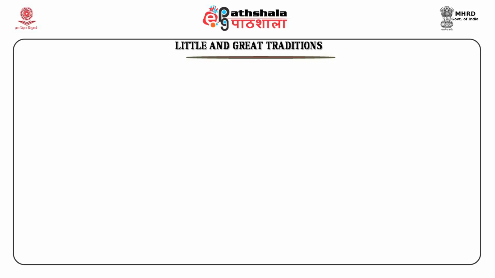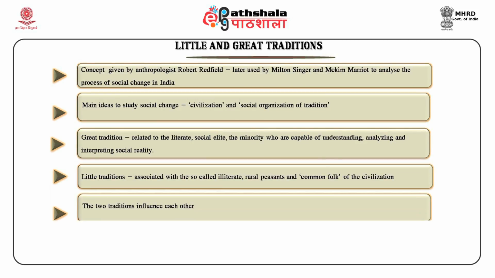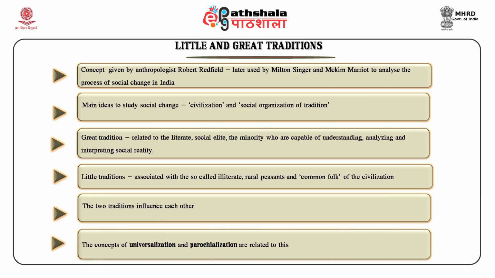Little and great traditions. The concept of little and great traditions was given by anthropologist Robert Redfield and was used by Singer and Marriott to analyze the processes of social change in India. The main ideas used in this approach to study social change are civilization and social organization of tradition, which comprises of both cultural and social structures. This approach takes an evolutionary approach that the structure of tradition grows in two stages.